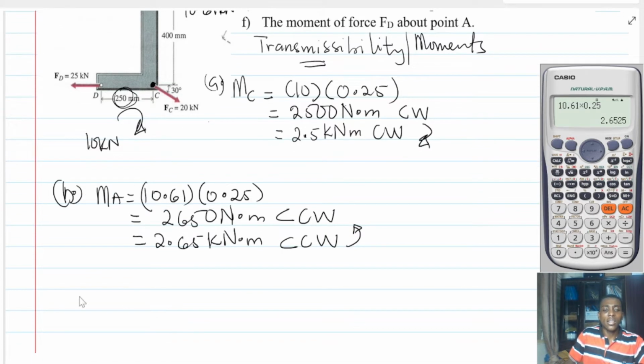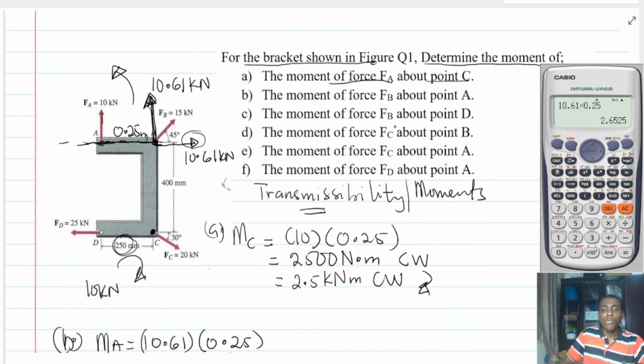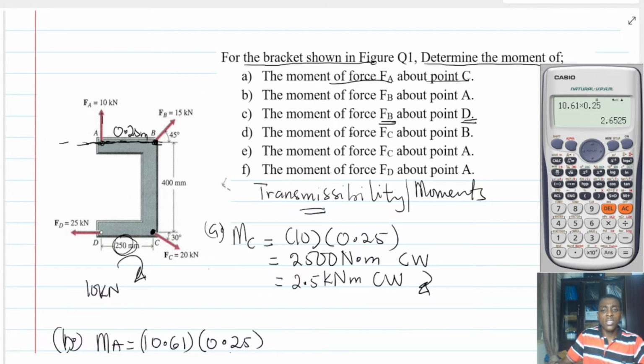I hope it's clear. Let's look at the next part. We have to find the moment of FB about point D. So it's the same FB, this one, the same force, but this time about point D. Okay, so where is point D? This is point D.